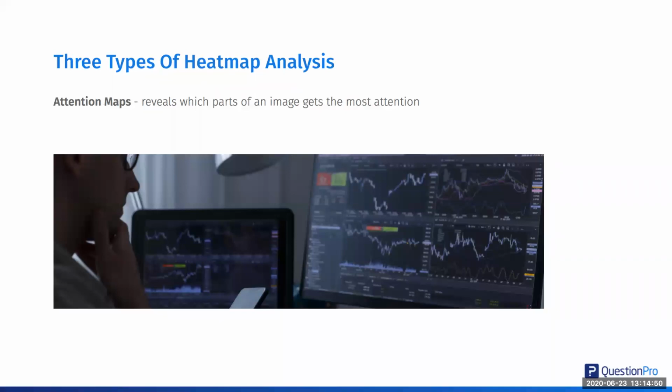There are three main types of heat map analysis that are done, at least here in QuestionPro. The most common is what we call attention maps, and this basically reveals what part of an image or a page would get the most attention. This can be used through drag and drop, or you can apply clicks, depending on what setting you want to initially have set up. You can use this for an advertisement, a web page, or a product. I think that's why it's the most commonly used, because you can apply it on so many different things.